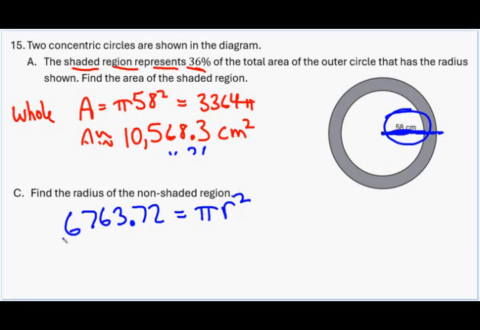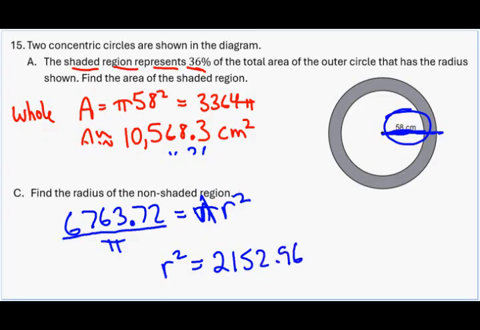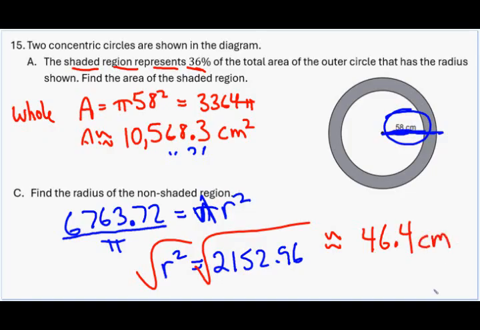So on our calculator, we're going to take this decimal, we're going to divide it by pi, and that will be r squared. R squared should be about 2152.96. And then to get just r, we're going to square root both sides. And what we should get is about 46.4, and that would be centimeters for our unit.